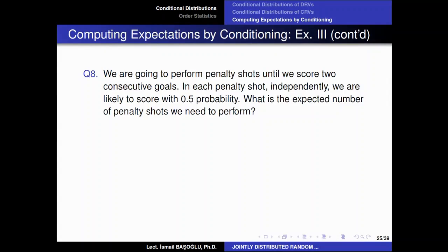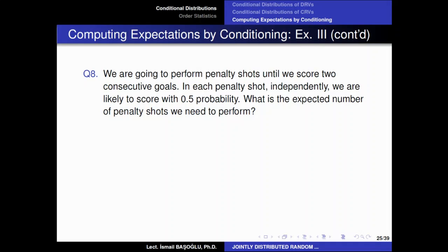This time it is going to be a little more complicated. Again, we are going to use the conditional expectation formula. It says we are going to perform penalty shots until we score 2 consecutive goals, which means we need to score 2 times in sequence to finish.